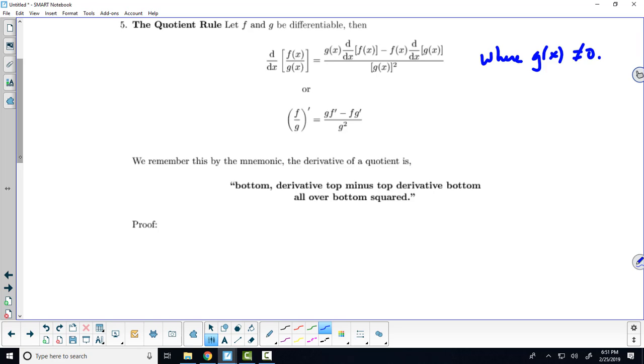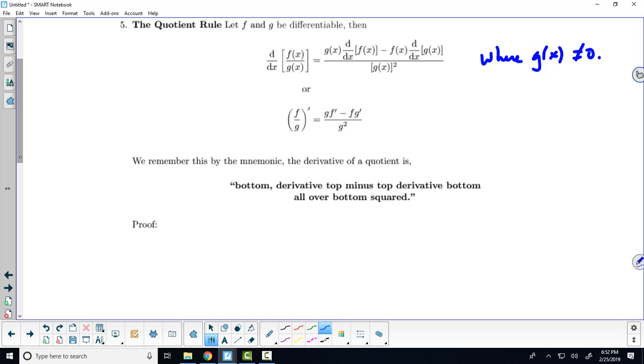There are others. I've heard nursery rhymes like low d high, high d low, square the low, and there you go, I think. But I don't remember that. I find it harder to remember the mnemonic than to remember the rule. So you can search, you can ask your friends, hey, what do you do to remember this? But you need to come up with something to remember the quotient rule. Okay? All right. So let me just show you how mine works.